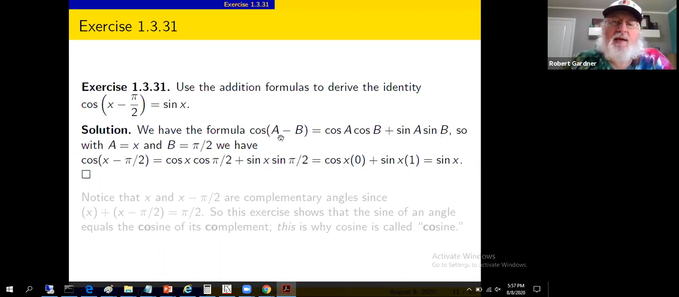So in that cosine function, we'll take A to be x and B to be pi halves. We'll substitute in, and that produces cosine of x minus pi halves is cosine A, cosine x, cosine B, cosine pi halves, the special angle, and figure out what that is. Sine A, A is x, sine x, sine B, B is still pi halves, sine of pi halves.